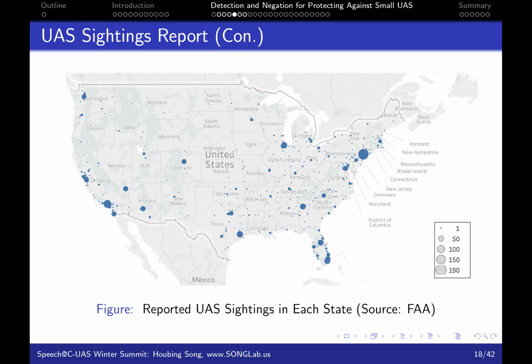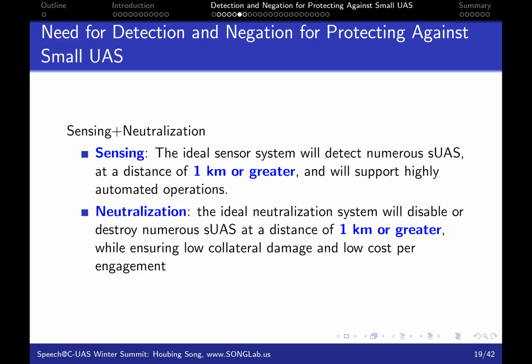So here, it's interesting. You can find for some tourism hotspots, like Florida, we receive more than average UAS sightings reports. Also, like Washington, D.C., New York, also in California, we received more UAS sightings reports. So there is a need for detection and negation for protecting against small UAS.